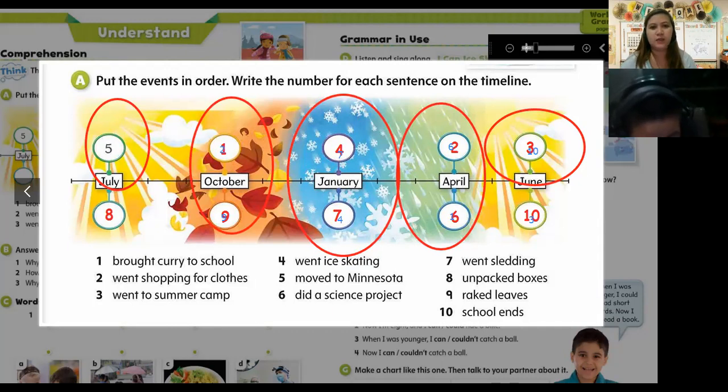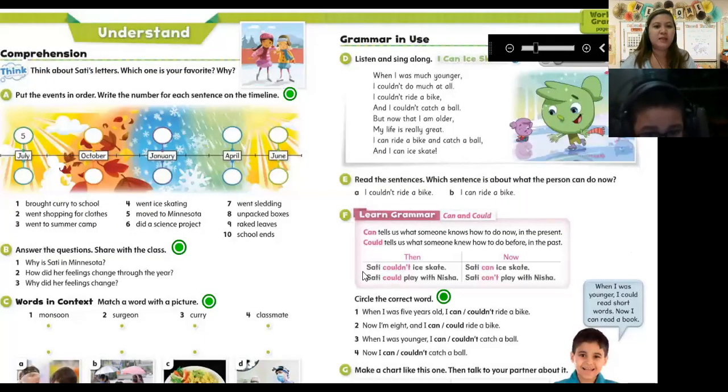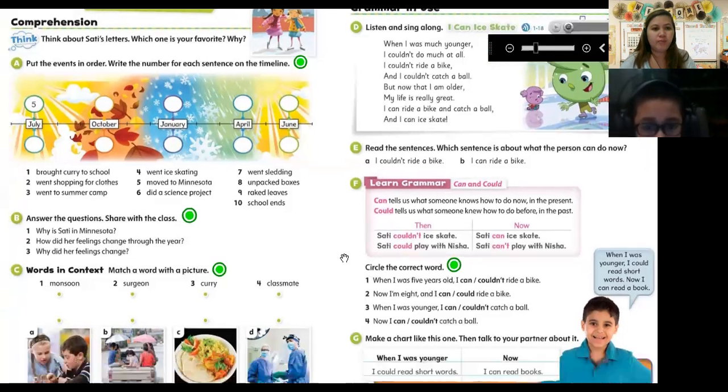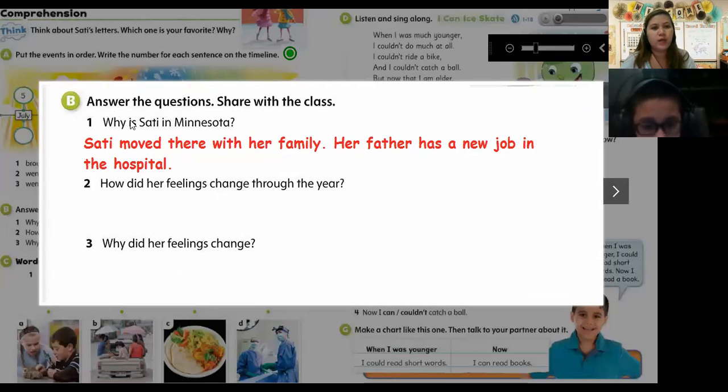All right, thank you so much for that. Okay, so now let us continue. So here, answer the questions. So here, why is Sati in Minnesota? It's because Sati moved there with her family because her father has a new job in the hospital. And then how about number 2? Can you write your answer? How did her feelings change through the year?